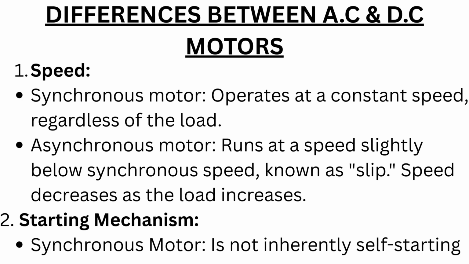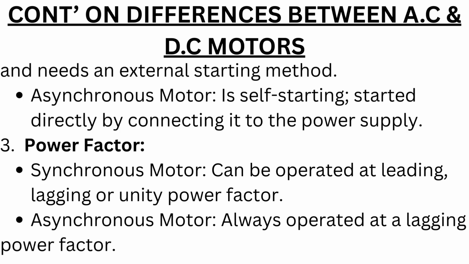What are the differences between synchronous and asynchronous motors? 1. Speed. A synchronous motor operates at a constant speed, regardless of the load. An asynchronous motor runs at a speed slightly below synchronous speed, known as slip. Speed decreases as the load increases. 2. Starting mechanism. A synchronous motor is not inherently self-starting and needs an external starting method. An asynchronous motor is self-starting, started directly by connecting it to the power supply.